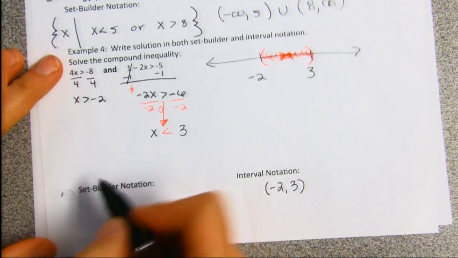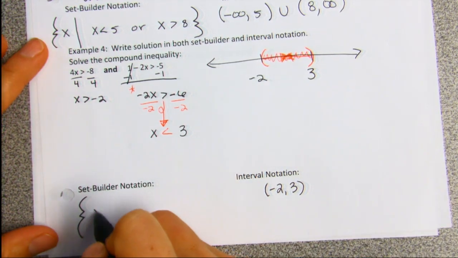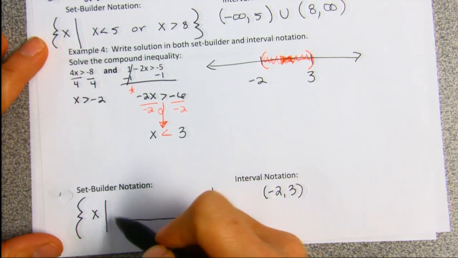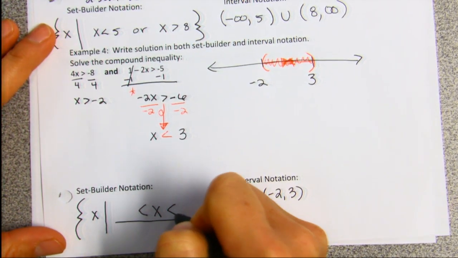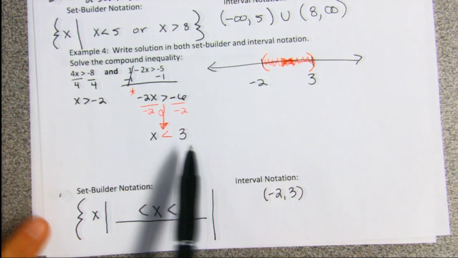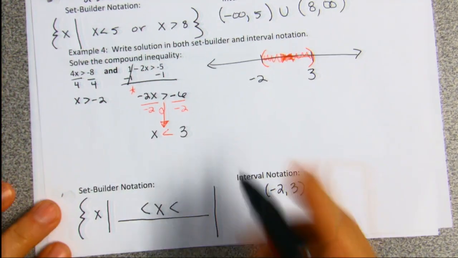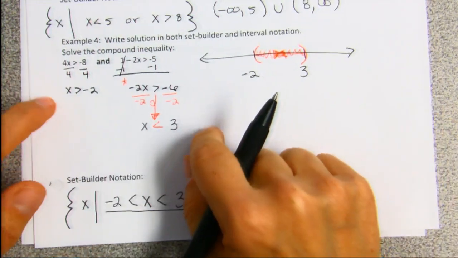Now going to set builder notation, let's do our squiggly and our x and our line. What I want you to focus on the most is this line right here. I'm going to put an x, and we should always have less than symbols. It's always read less than with the x in between. You should always have the smallest to the greatest numbers, so -2 and 3, least to greatest, using less than symbols.